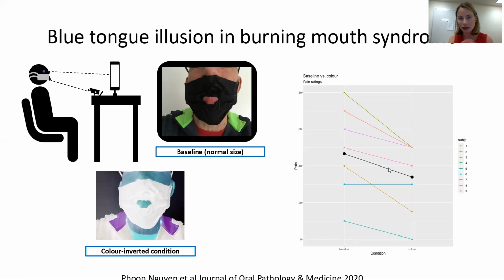And these are all individual participants, but there was a significant reduction in pain. And this reduction didn't occur when we made the tongue small, and it didn't occur when we basically made things not match up for them. But it raises the possibility that particularly in these conditions that we don't really understand very well, we might have the ability to kind of target them from different areas by using some of these sensory modulatory processes.